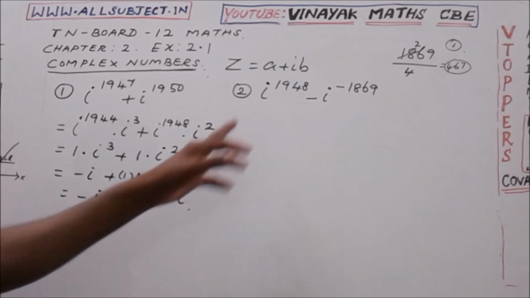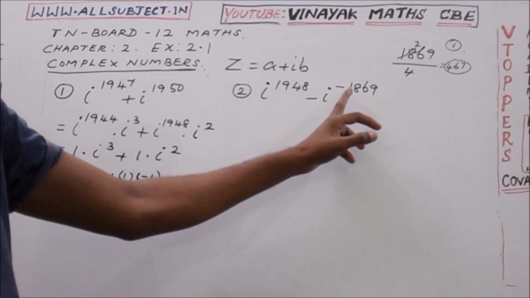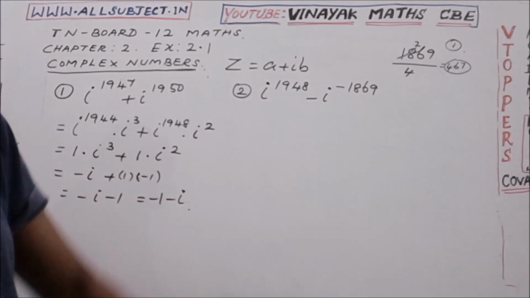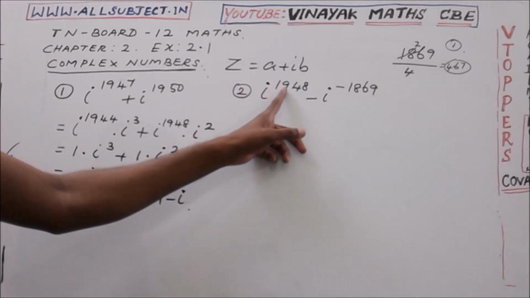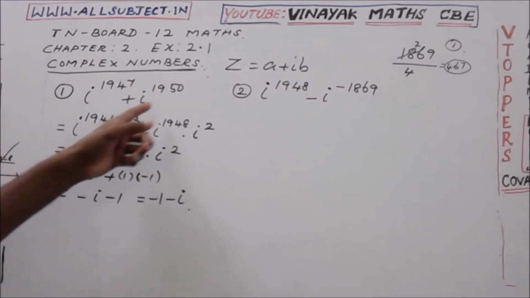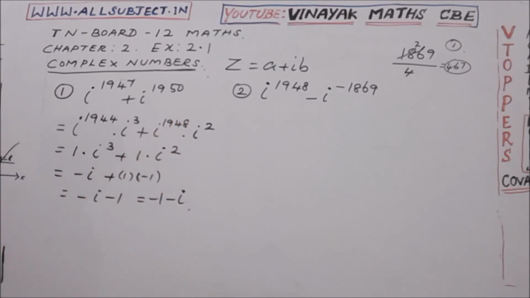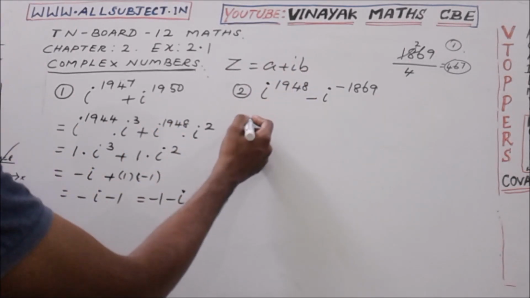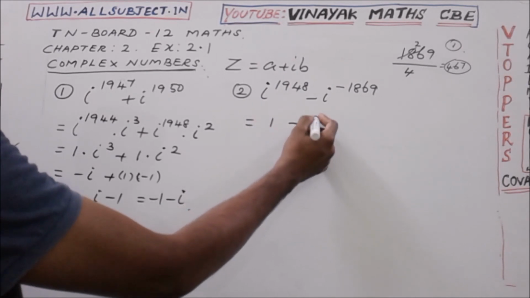Look at question number 2: i power 1948 minus i power 1869. Here i power 1948 is a multiple of 4, as we applied in question number 1, so it will turn as 1, minus i to the power 1869.